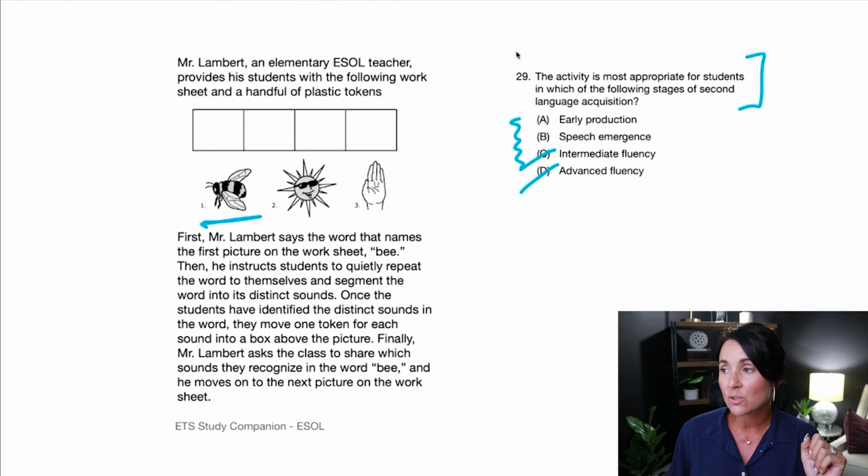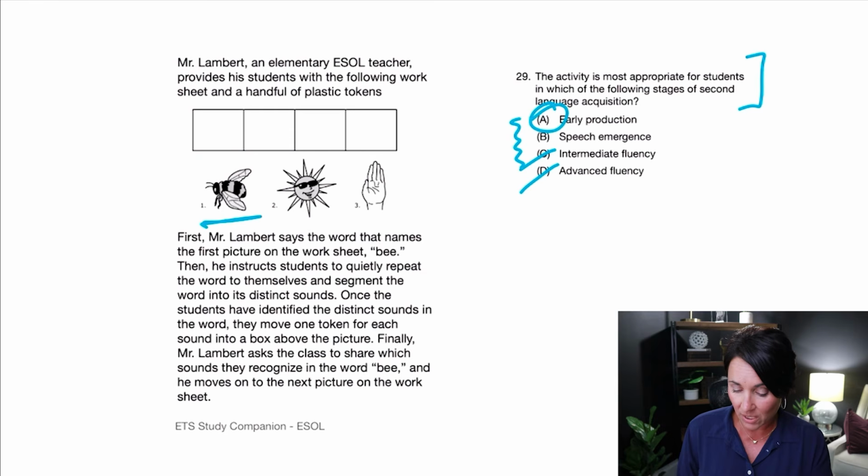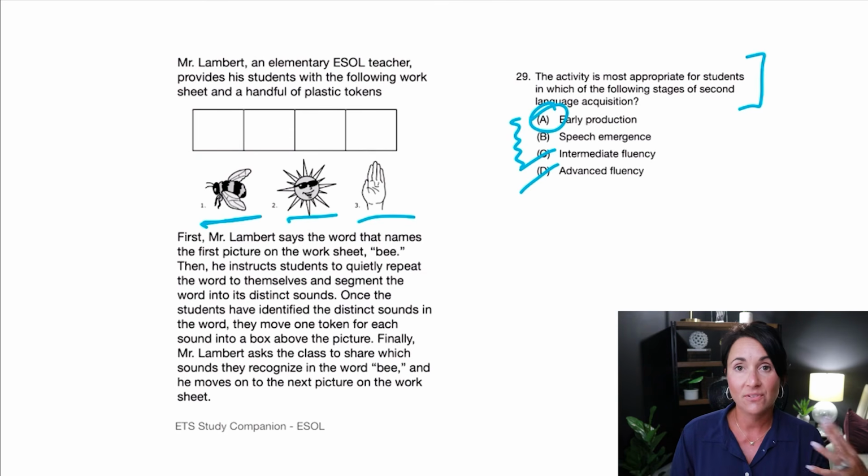The activity is most appropriate for students in which of the following stages of second language acquisition? This is early production. Didn't we say in early production we use pictures to figure out what's going on? So A is it, because we know our stages of language acquisition, and we know that this is going to be a very beginning stage. And so early production is the best answer here, making 29A.